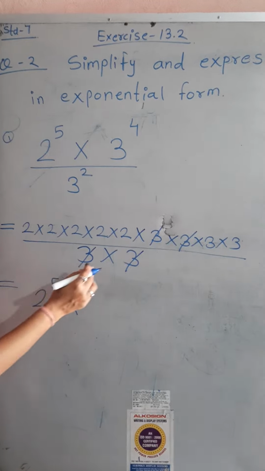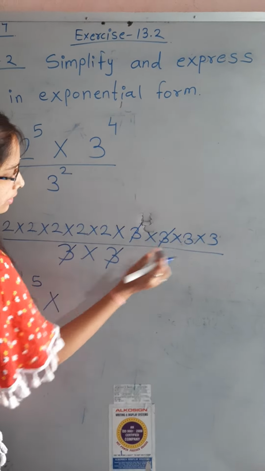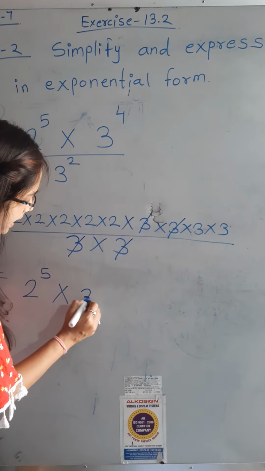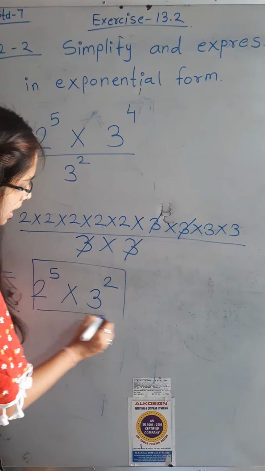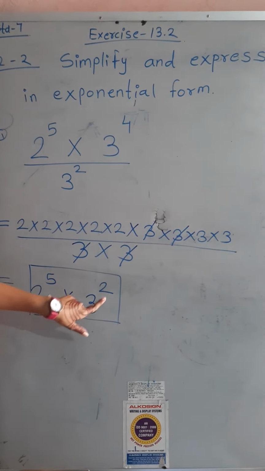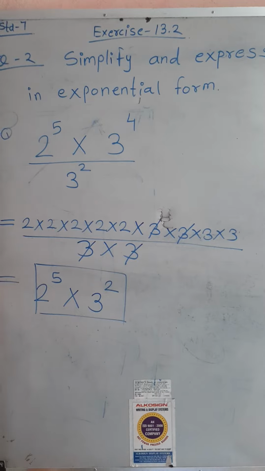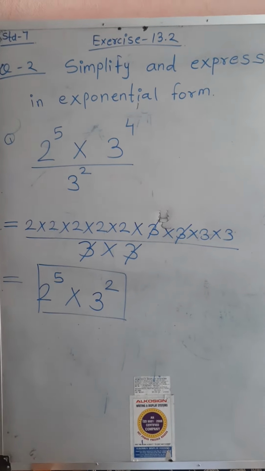then 3 exponent 2. How many of that 3? 2 times. That's why we write here 3 exponent 2. So that is our answer: 2 exponent 5 into 3 exponent 2. So we just write that number in exponential form. That is the answer. Okay, children.